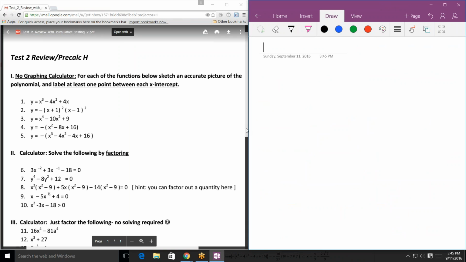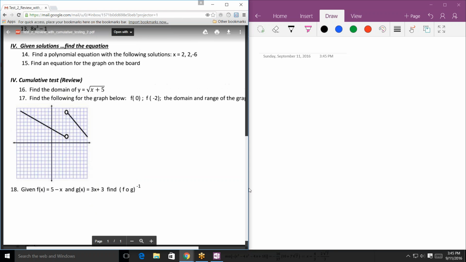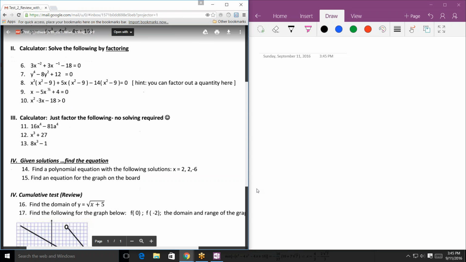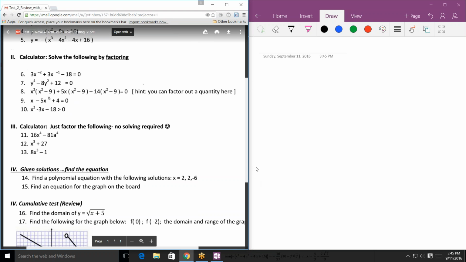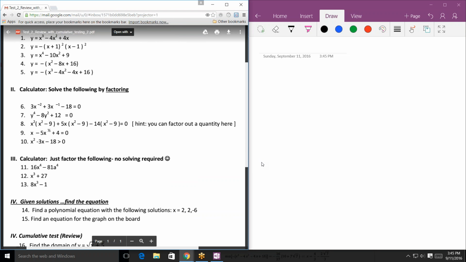Let's see, we started at 3, so we only have 15 minutes, and looks like we have a lot more than 15 minutes worth of problems. Do you want to direct me as to which of these you want to go to next? Could we do number 10, because it has an inequality? Yeah.